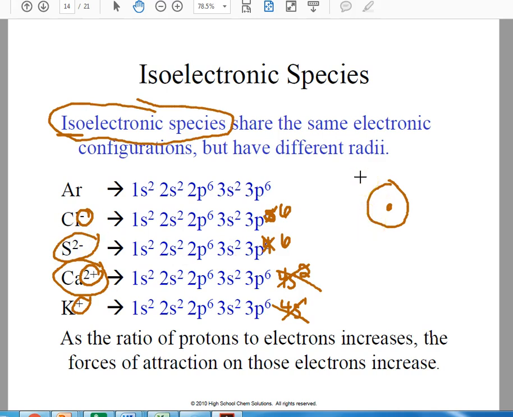So you need to be able to recognize isoelectronic species or figure out if things are or are not isoelectronic. And then if you have a set of them, you should be able to figure out which one's the biggest. That's going to be the one with the least protons, and which one's the smallest, having the most protons.